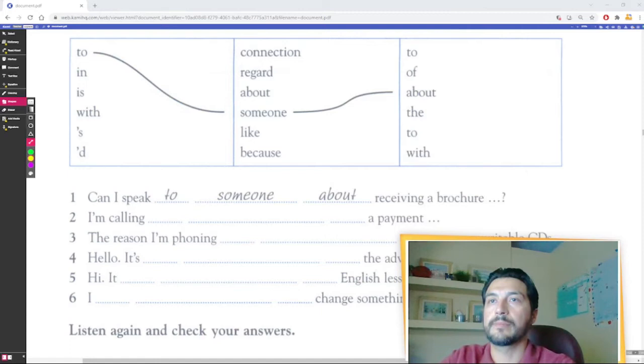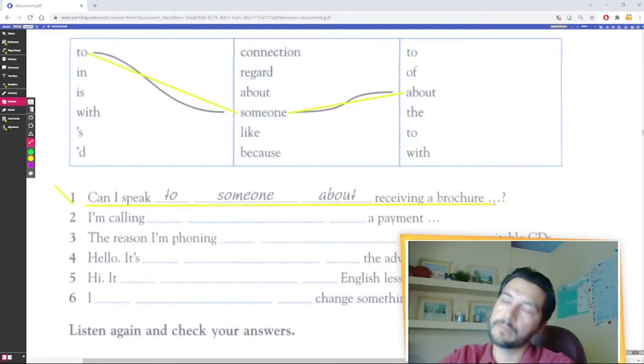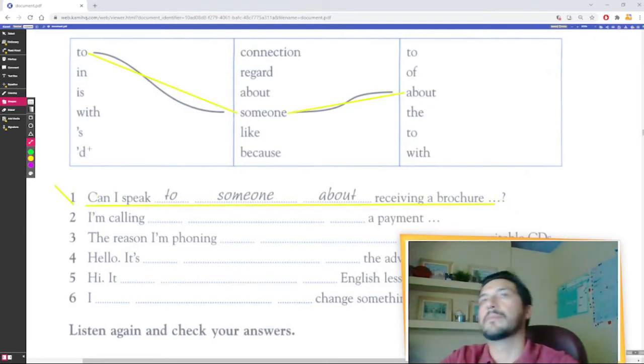Listening 6. Call 1. I found your company in the phone directory and I'd like some information about your products. Can I speak to someone about receiving a brochure or catalog, please? Certainly. One moment, I'll put you through.